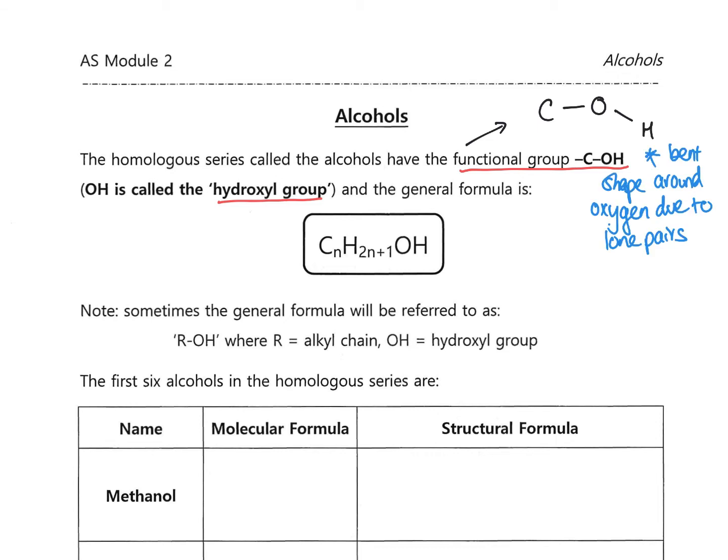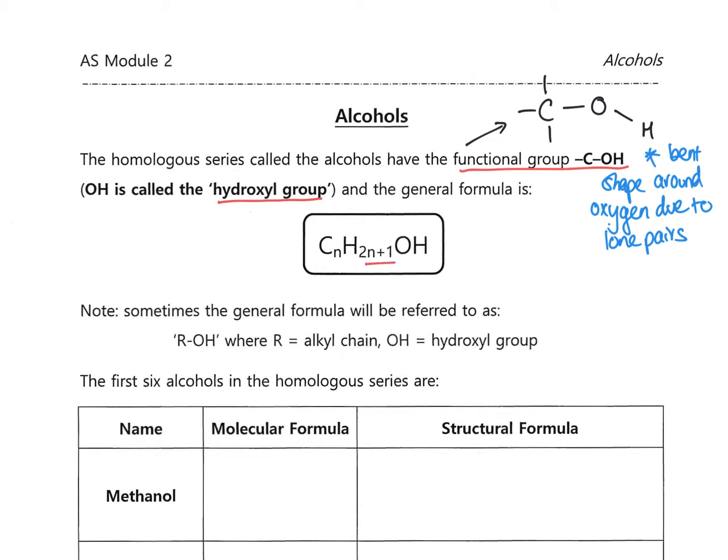Notice the bent shape around the oxygen due to the lone pairs on the oxygen. And obviously your carbon atom would have 3 other bonds, and that could be 2 hydrogens or other carbon alkyl groups to be part of the chain. So that OH group can be anywhere in your alkyl chain. And the general formula of alcohols is CnH2n+1OH.